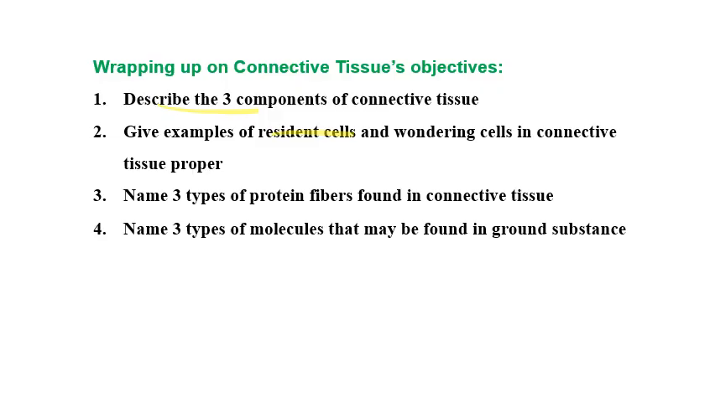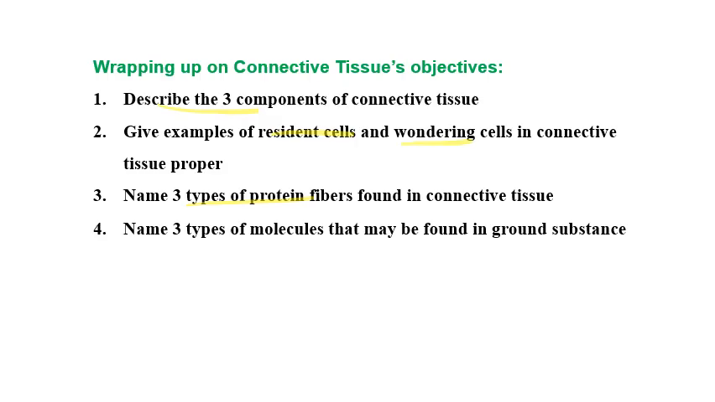Okay, so now we're going to emphasize those resident cells, and then we're going to look at some wandering cells. When you see something that says wandering cells, you should think immune system cells. Those are the ones that go around looking for trouble, or go around to fix some kind of injury, because they're also very important for tissue regeneration. You absolutely have to know the 3 types of protein fibers that you're going to encounter in connective tissue.